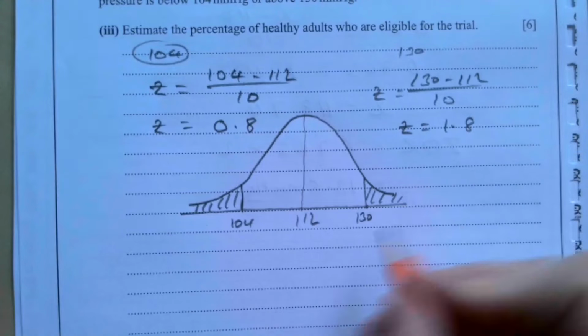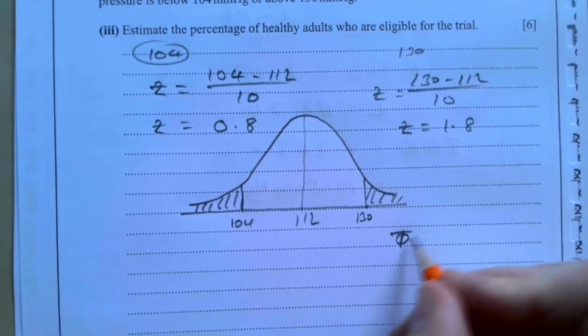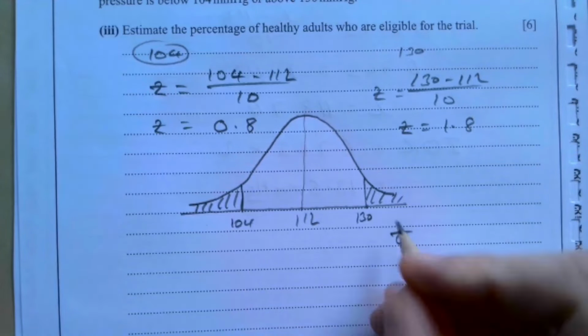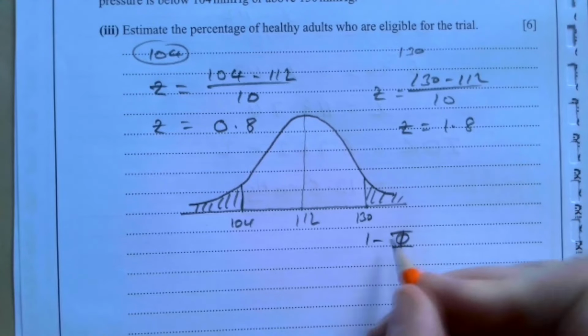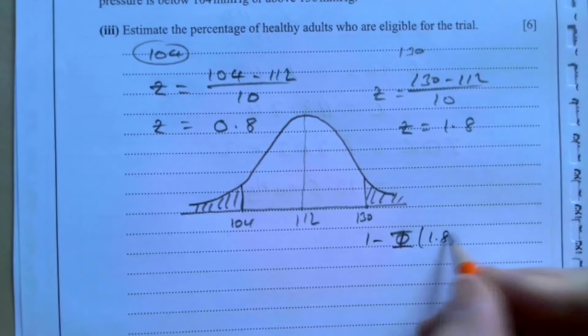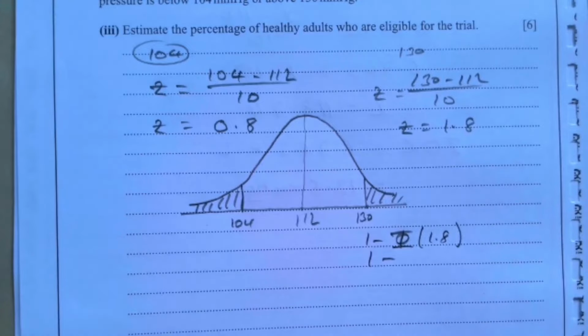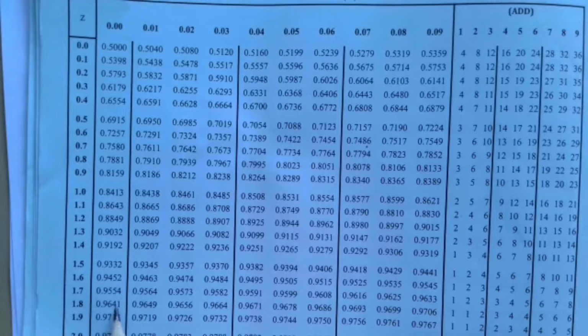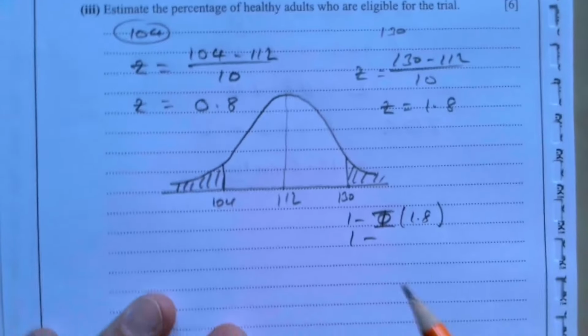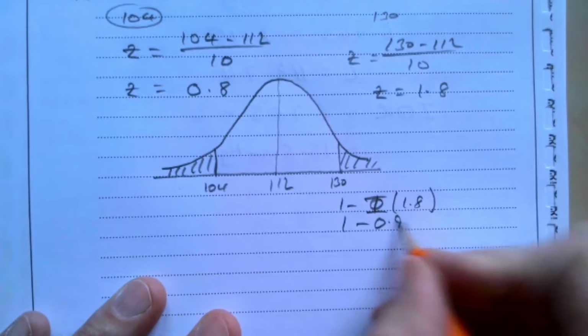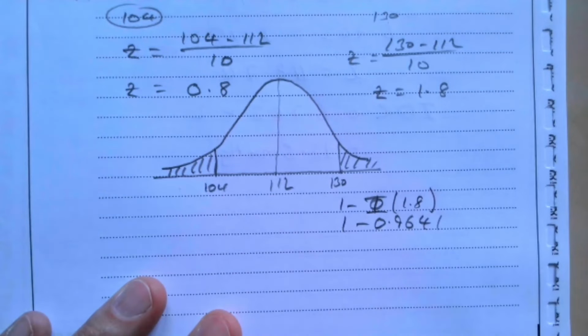So the area we're requiring here is 1 minus the value for 1.8, which is 1 minus 0.9641, and that's 0.0359.